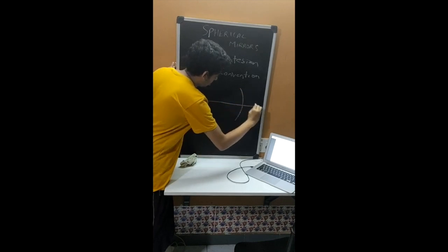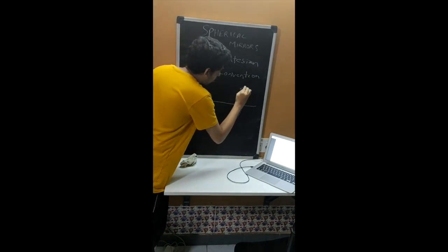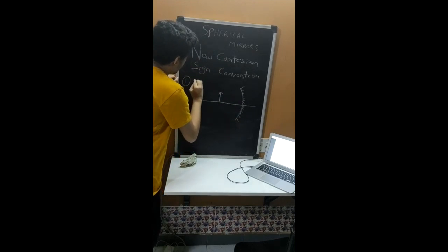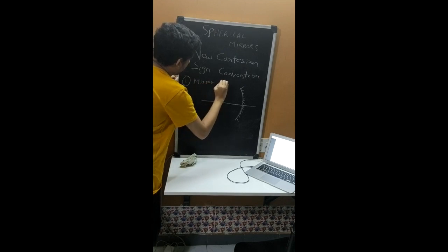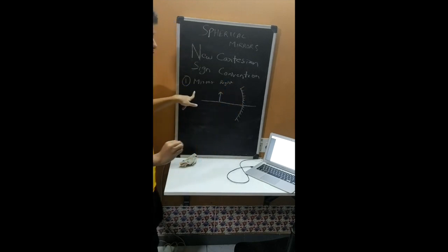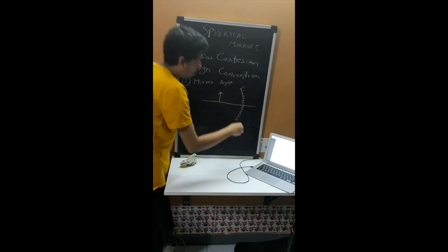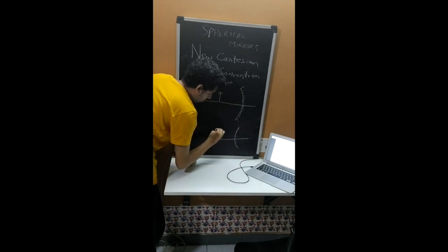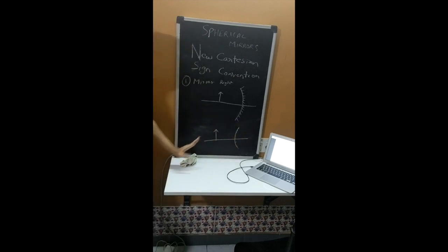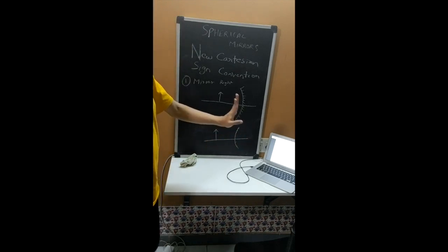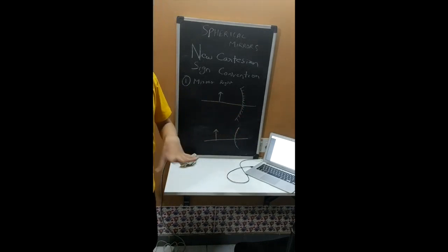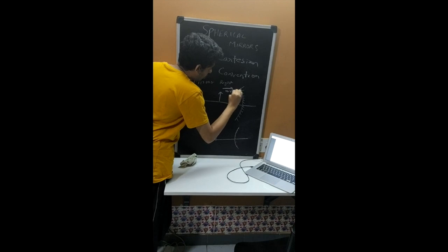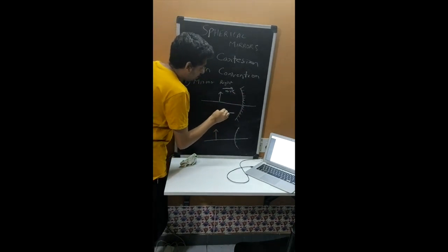First rule is that the mirror is always going to be to the right of the object. Note it down. This is a concave mirror. For a convex mirror also, it will be like this. Still the mirror is to the right of the object. So this is the first rule, where the mirror and object positions will be. Now the second rule is that towards the right is positive, towards the left is negative.